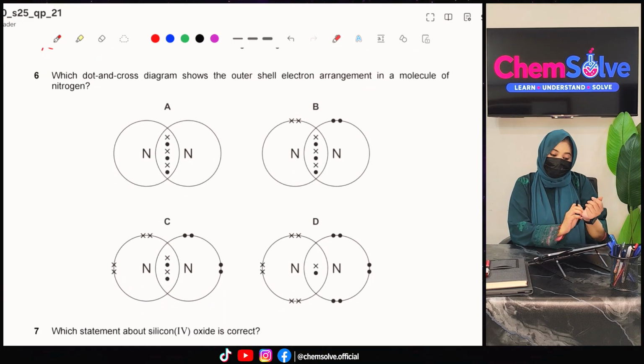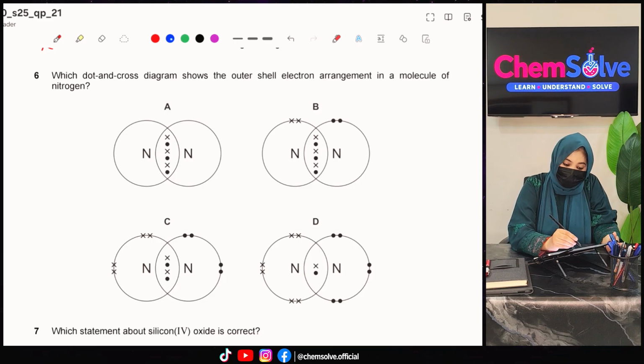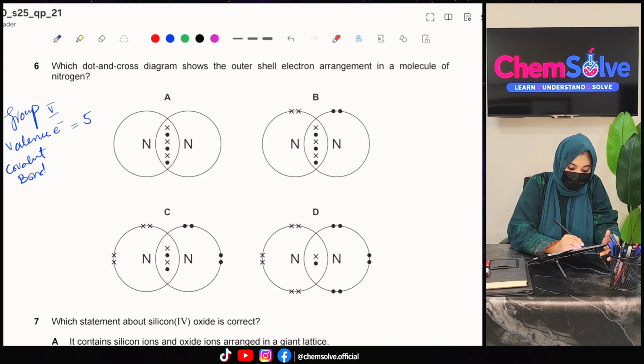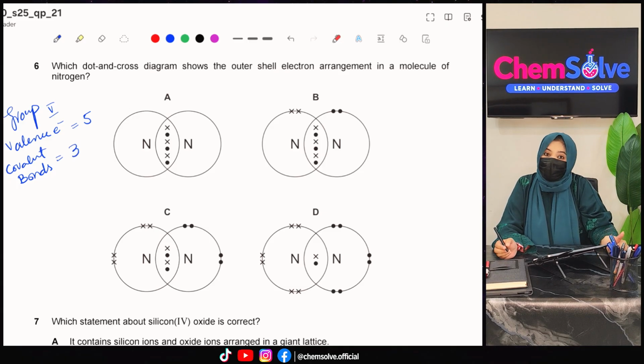Now coming to question number 6. Which dot and cross diagram shows the outer shell electronic arrangement in the molecule of nitrogen? Nitrogen belongs to group 5, so the valence electrons should be 5. How many covalent bonds do group 5 elements make? They form 3 covalent bonds. So we have to look for 3 covalent bonds.